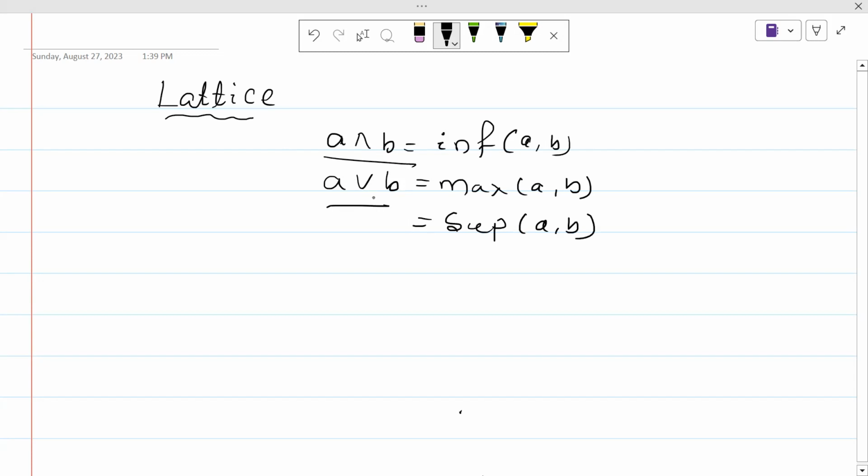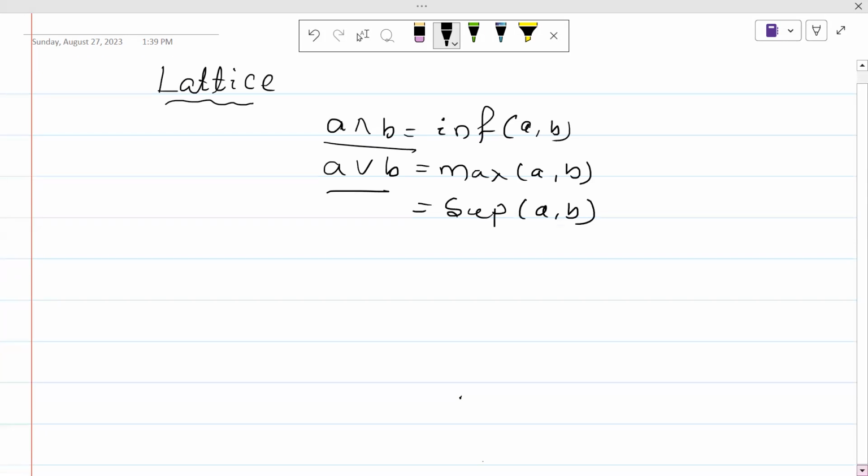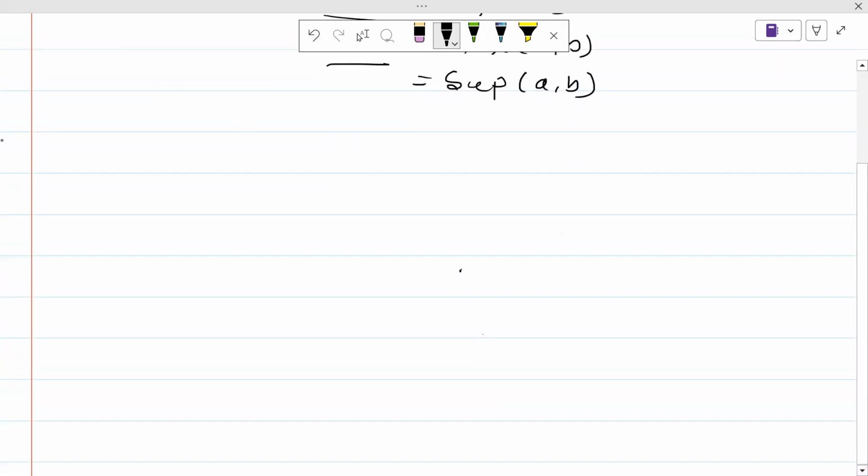So we should also consider another definition of the lattice. What is the other definition of lattice? Some theorems and some statements we have to explain here. First point, just remember.